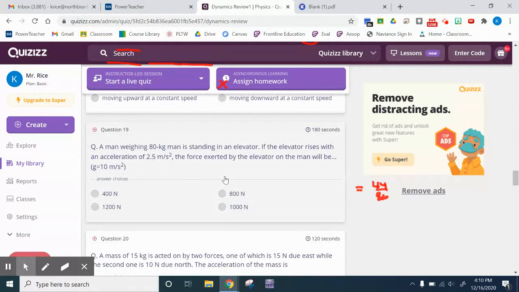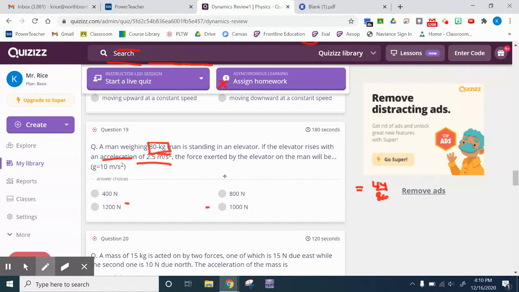Then we got one with some more numbers to it. A man, 80 kilogram man, standing in an elevator. The elevator rises with an acceleration of 2.5 meters per second squared. The force exerted by the elevator on the man will be, who knows? Well, 80 kilogram man, that's an 800 Newton man. And since we're accelerating up, we know it's got to be more than 800 Newton, so we got 2 options here.